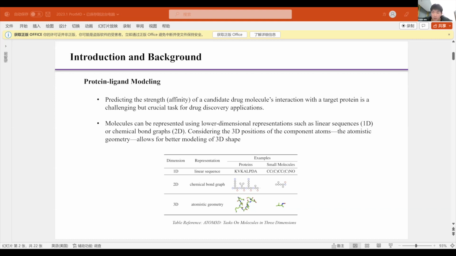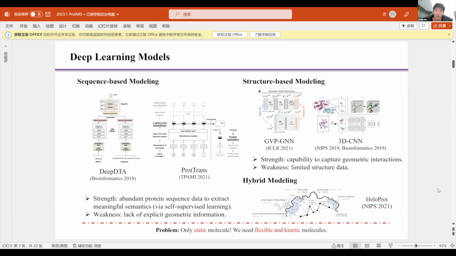And ProtTrans is based on the popular transformer architecture. So they use the self-attention mechanism to capture the interactions. For sequence-based models, their strength is obvious because protein sequences are very abundant. There are billions of protein sequences, so you can extract meaningful semantics via self-supervised learning, right? But for weaknesses, they fail to make full use of the explicit geometric information, right?